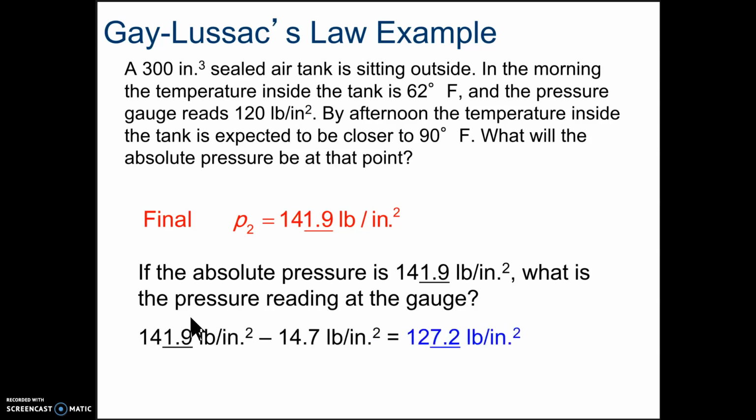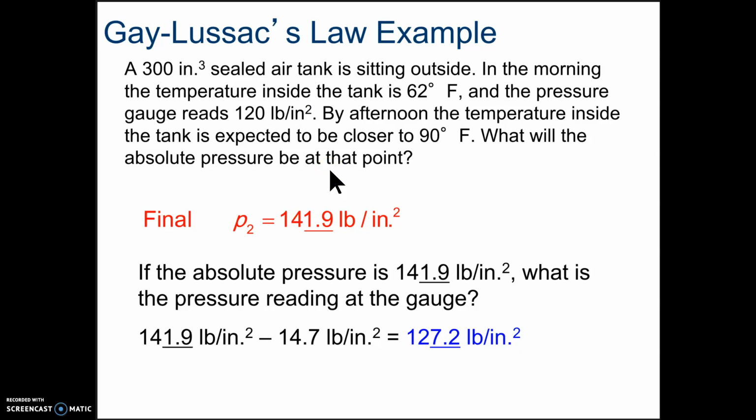So again, if the absolute pressure is 141.9, what is the pressure reading at the gauge? The gauge pressure would be reading 127.2, right? And that would be more of a gauge pressure. But notice that it wasn't just 14.7 more, right? So keep that in mind as far as the original gauge, or if you would have solved for what it was, in terms of not doing the conversions first.